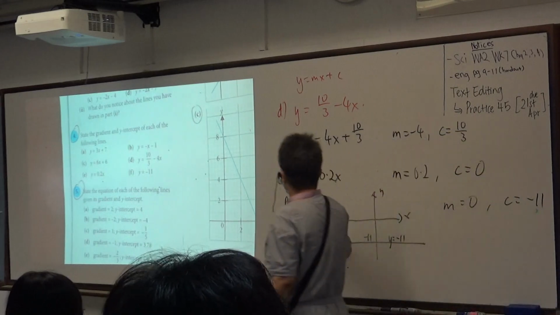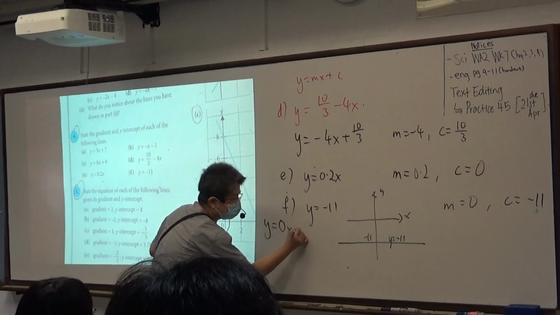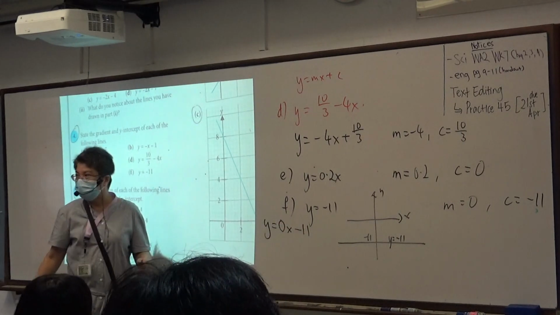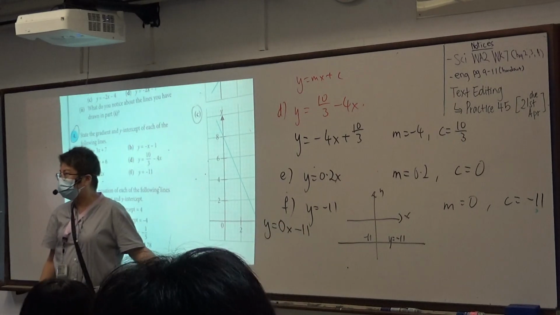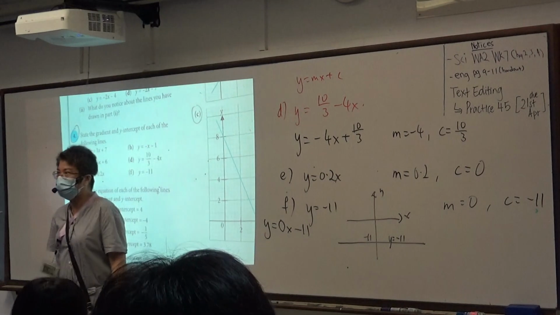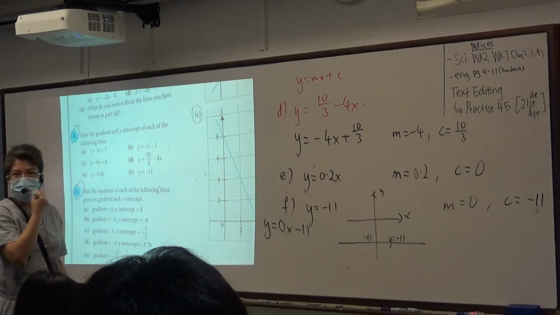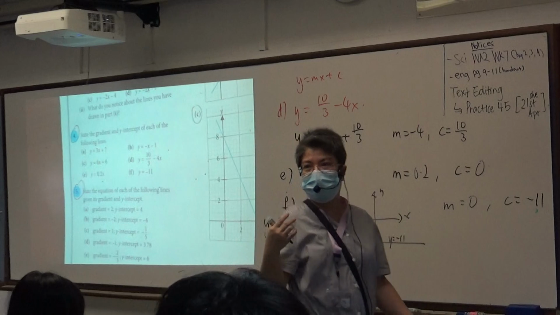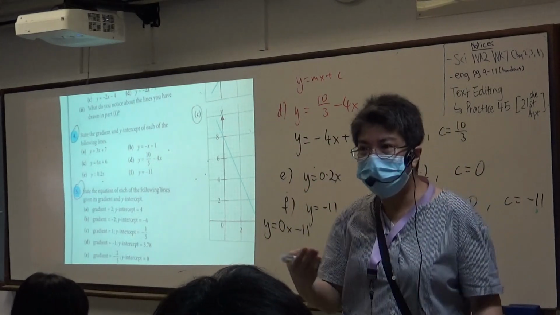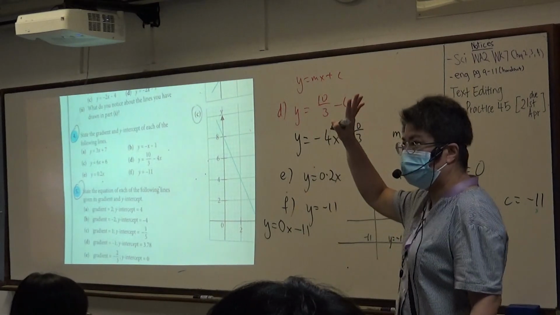Now, another way to look at this, right, is actually y equals to 0x minus 11. Can you see it? 0x will give you 0 now. Correct? Therefore, the gradient is 0 and the y-intercept is negative 11. Are you all clear? I don't need you to write this down in the foolscap paper because it's unnecessary. You can see it from here. Everybody okay? Question 4, any parts that you want to ask?